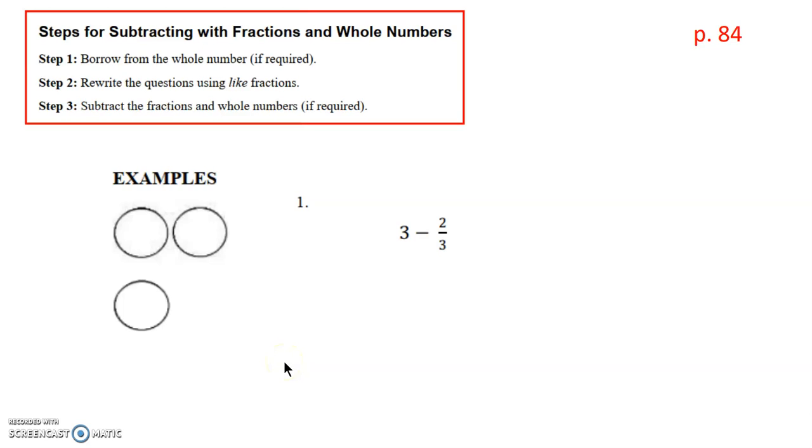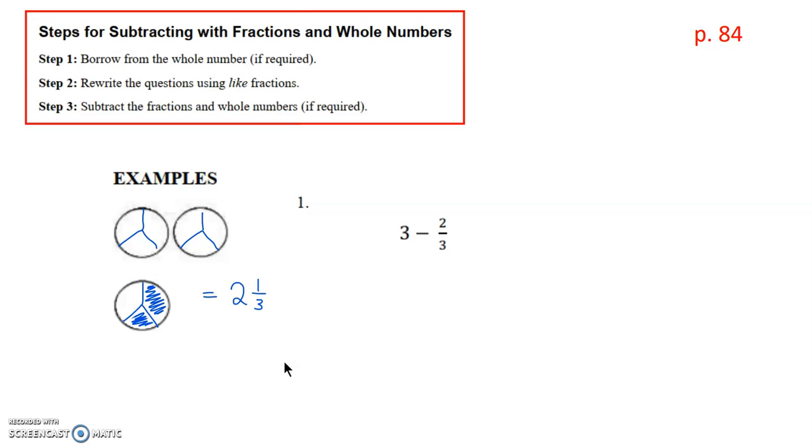So for the examples, we're going to take a look at how to show it visually and also how to manipulate the numbers. So example number 1, we have 3 minus 2/3. So we are going to divide each of these pizzas, if you will, into thirds. And we're going to take away 2/3. So this time when I take away, I'm going to show those 2 pieces as being shaded. So we can see from the picture that we end up with 2 whole and 1/3 left over.